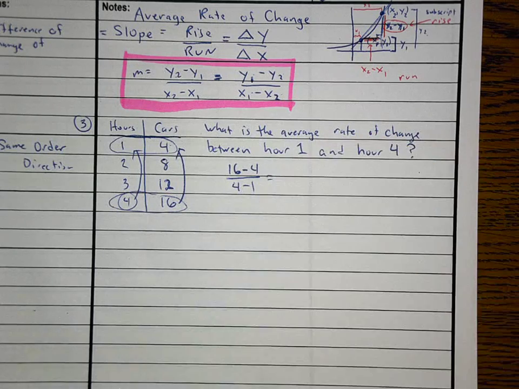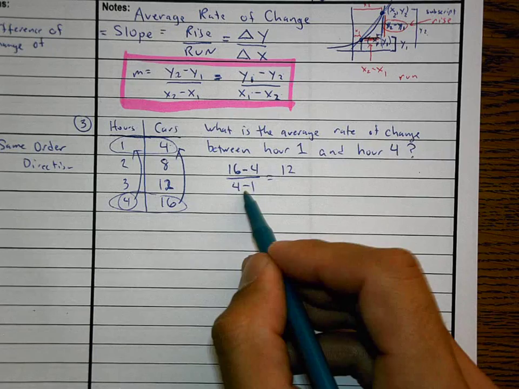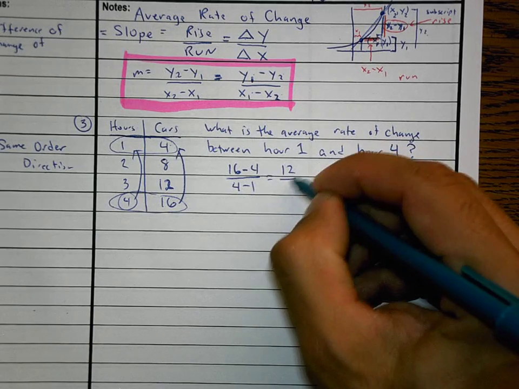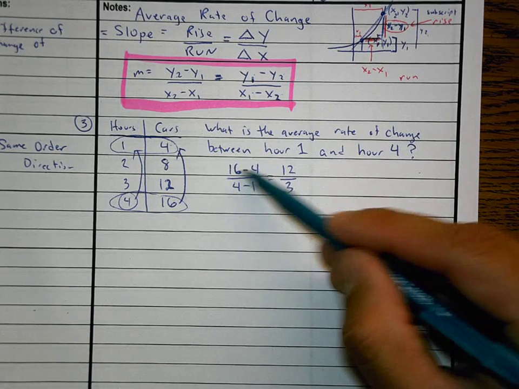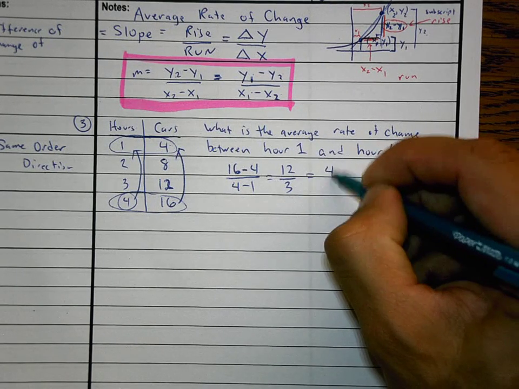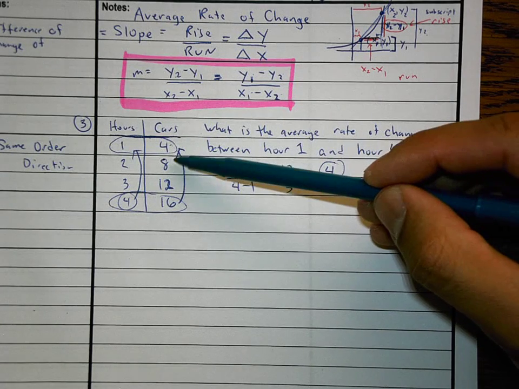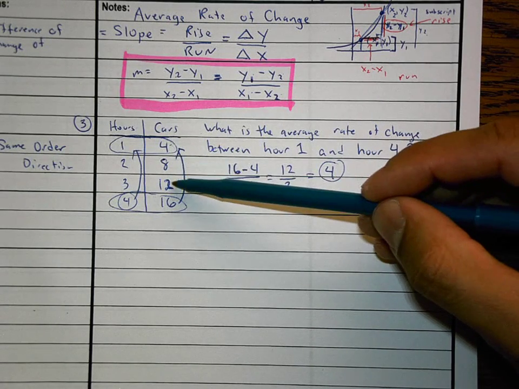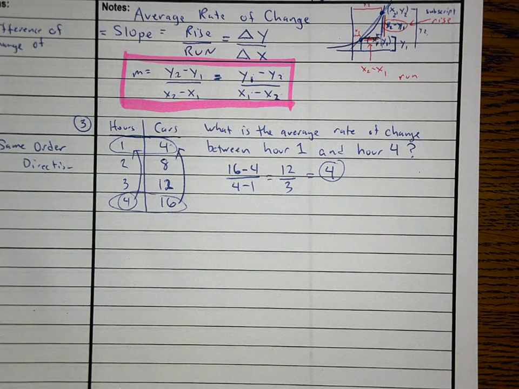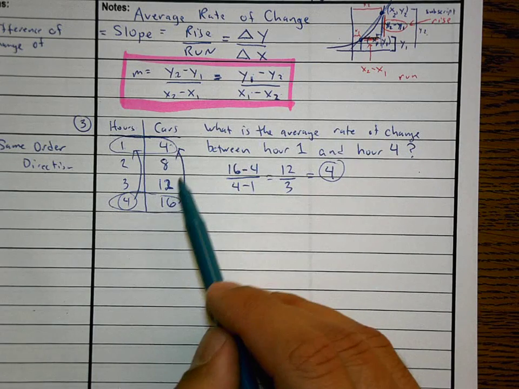Do you know what 16 minus 4 is? Do you know what 4 minus 1 is? And if you simplify it, you get 12 over 3. And what is 12 divided by 3? 4 is your average rate of change. Let's check and see if that makes sense. Is this average going up by 4 every single time? It is. It doesn't matter that I did between hours 1 and hours 4. That average rate of change is the same.